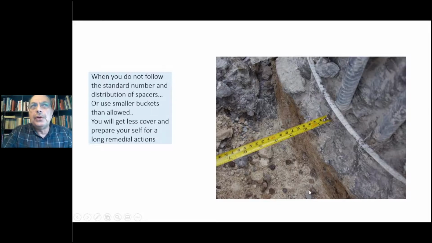When you do not follow the standard number and distribution of spacers, every pile steel cage should have spacers to keep it in place. If you don't have enough spacers, or the spacers are weak and get damaged, the result is having less cover than the design. When you expose the pile head, you will see the cover is less than the design cover. Usually it's 3 inches. See here we have like 4 centimeters, like 1 inch or 1.5 inch.